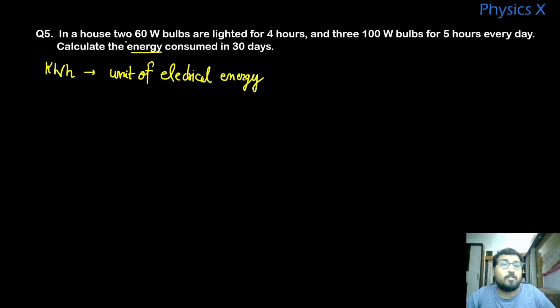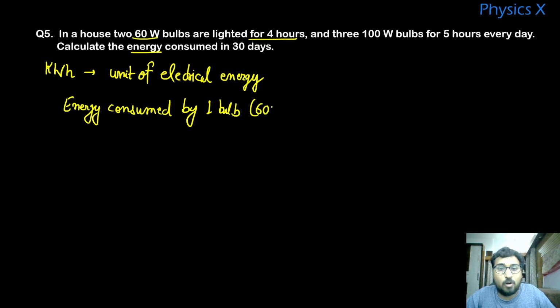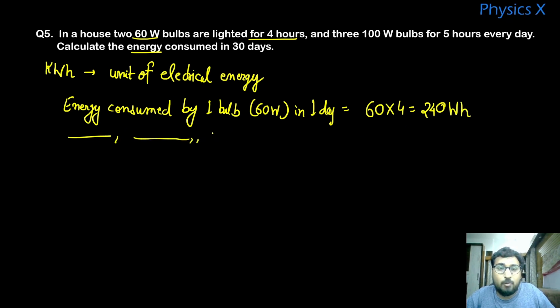Right. So he's saying that 2 60 watt bulbs are lighted for 4 hours. So what will be the energy consumed by one bulb? By one bulb, 60 watt in one day, it is 60 into 4, which is 240 watt hour. Understand this. And similarly, the energy consumed by one bulb of 100 watt in one day is what?